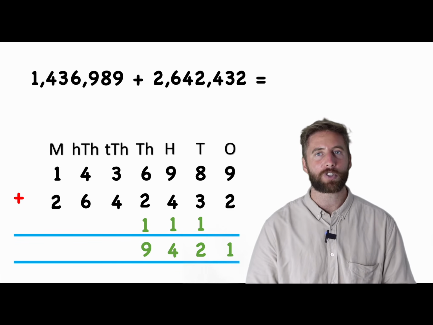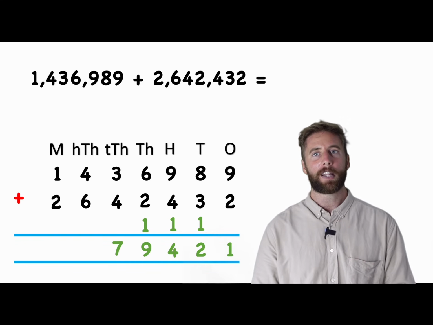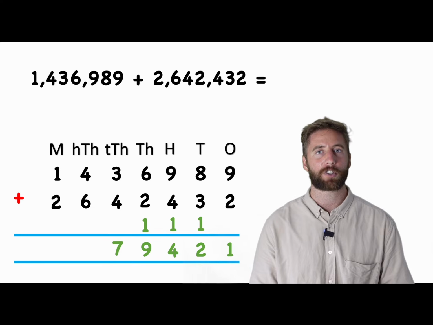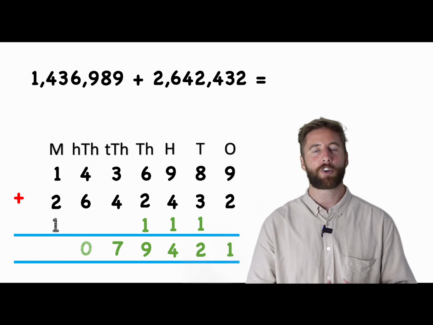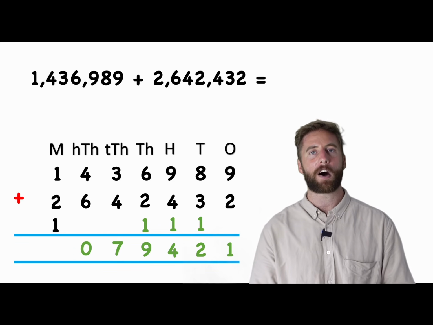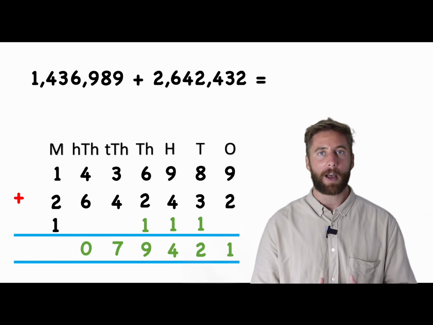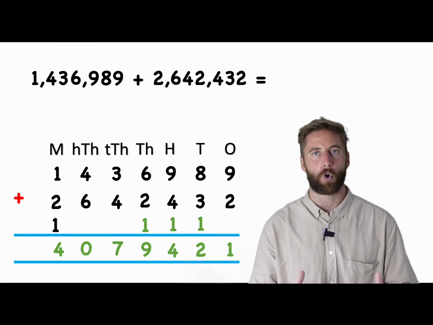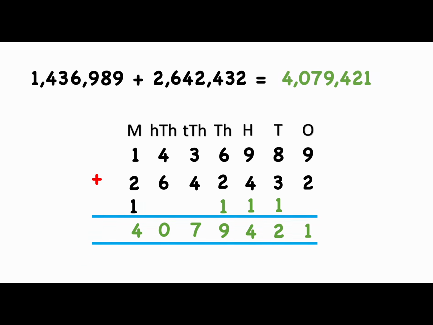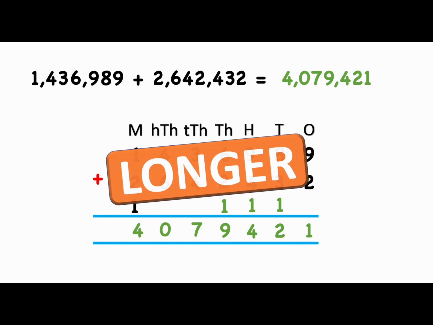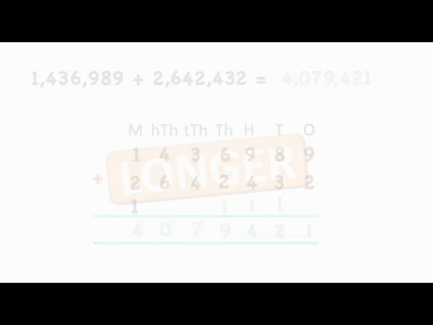In my 10,000s I have 3 and a 4, therefore we have 7 10,000s. In my 100,000s I have a 4 and a 6. 4 and 6 is 10, so I have 1,000,000 and 0 100,000s. And now in my millions column I have a 1, a 2, and the 1 we've just carried across, leaving me 4 million. So my answer is 4,079,321. Not much harder, just a lot longer. So how can it get harder?